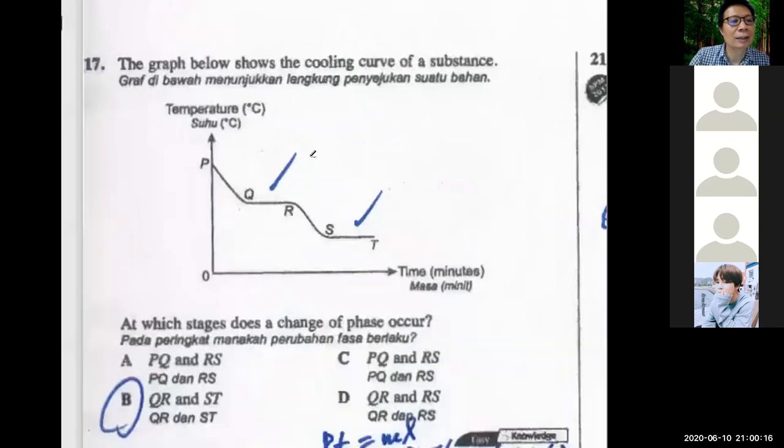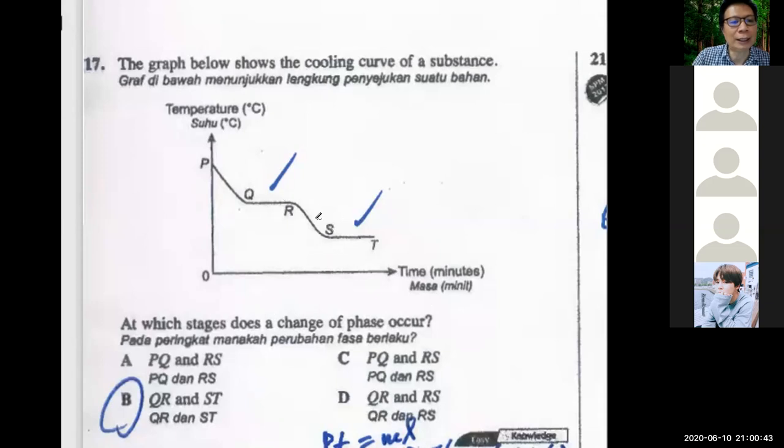17. The graph shows the cooling curve. Okay, cool down. Now they ask at which stages change of phase occurs. Change of phase occurs where the temperature stays constant. Here, the temperature never changes. Here also, the temperature never changes. So this is changing phase.